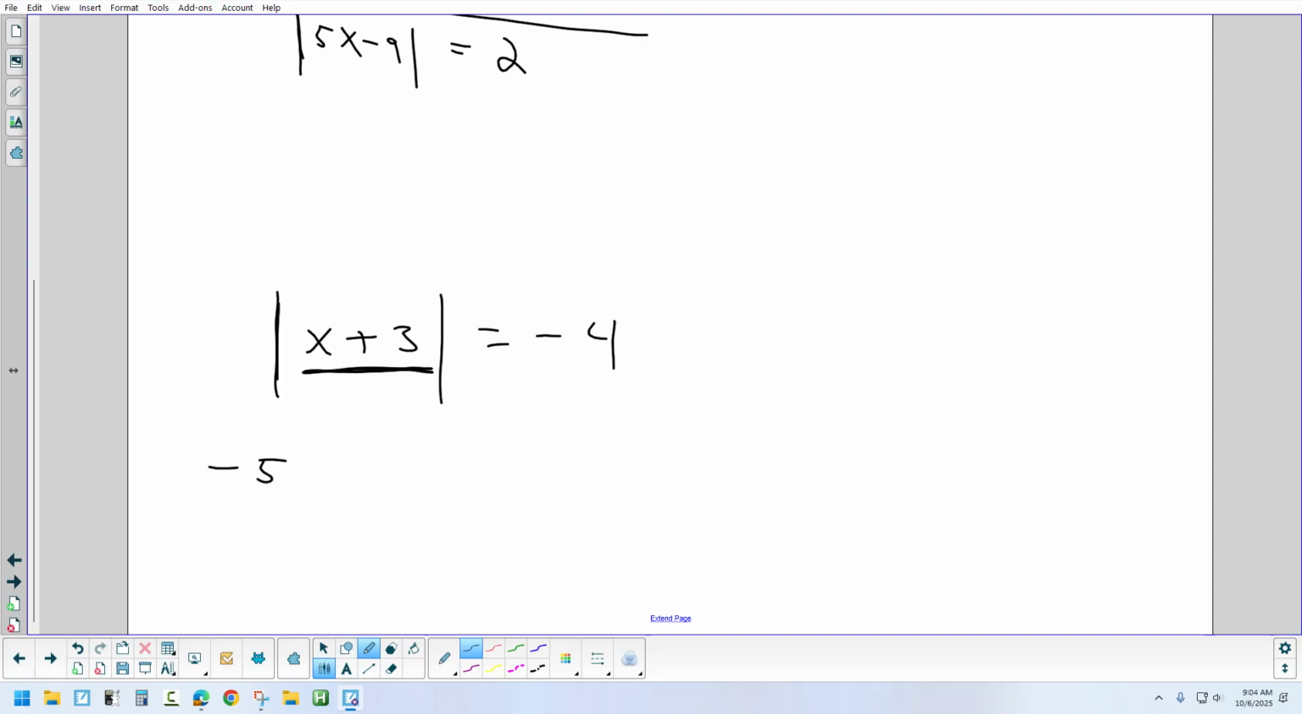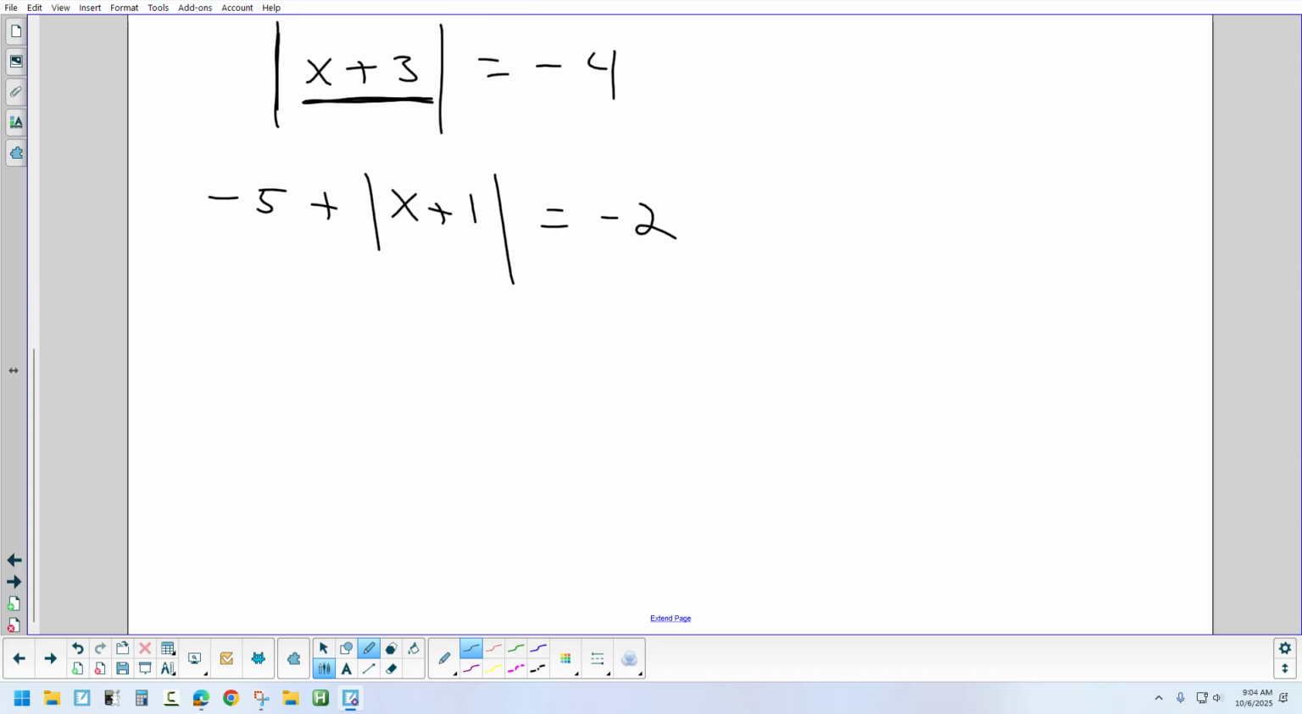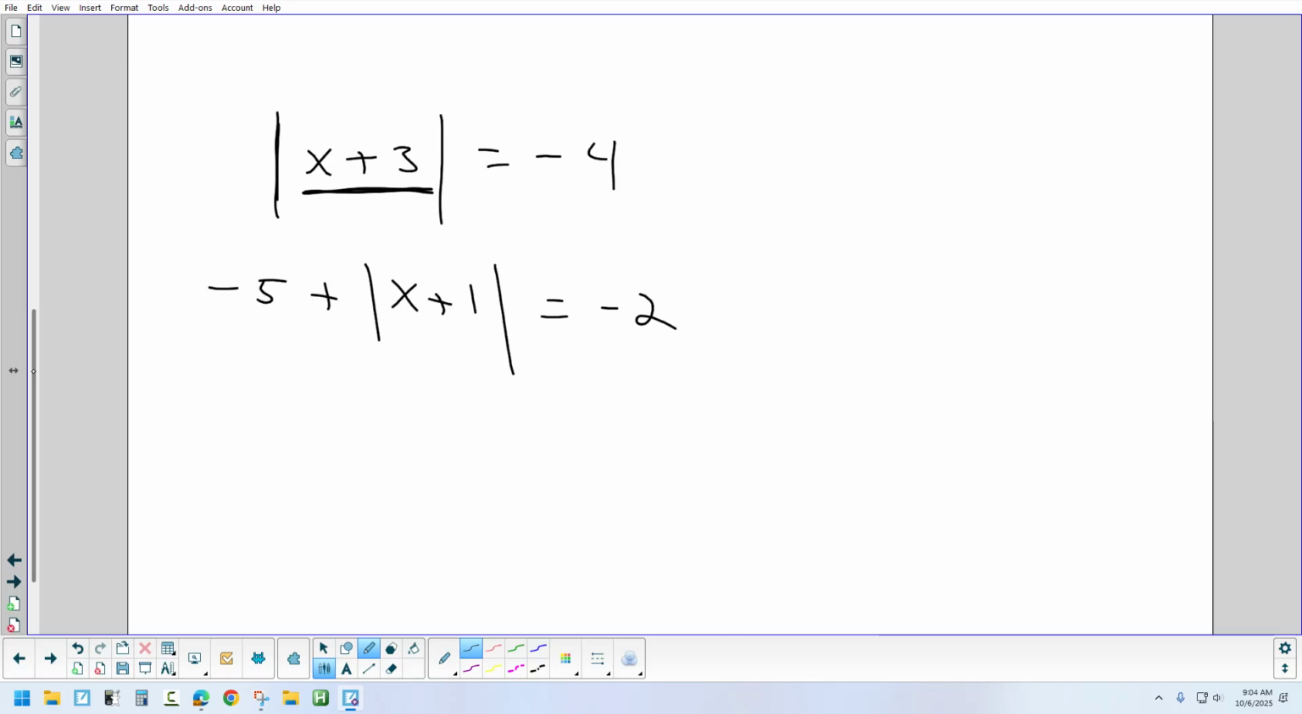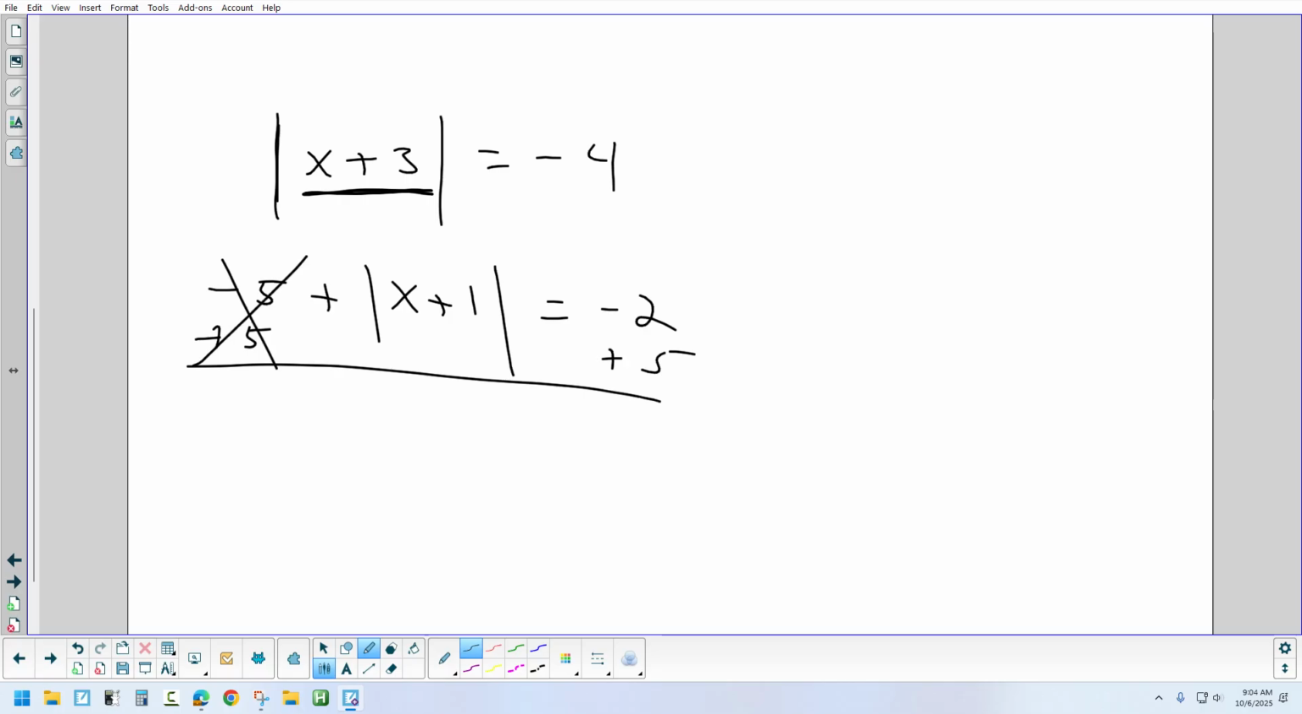But what if I had something like, let's say, negative 5 plus the absolute value of x plus 1 equals negative 2. That's possible. You've got to get the 5 over. You might say, well, wait, you just said if it's equal to a negative, you can't do it. But that's after the absolute value is by itself. When you add the 5 and get it by itself, it's not going to be negative on the right side anymore. It's going to be the absolute value of x plus 1 equals 3. And that's very doable.